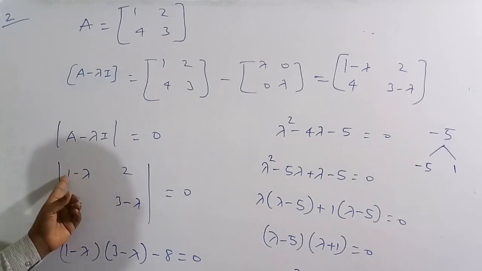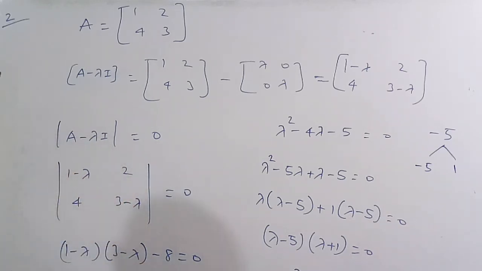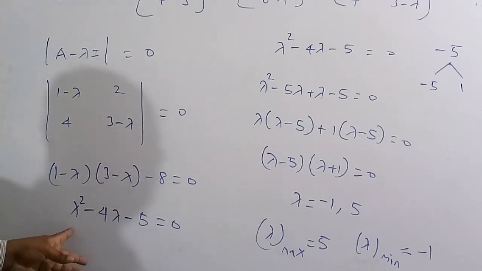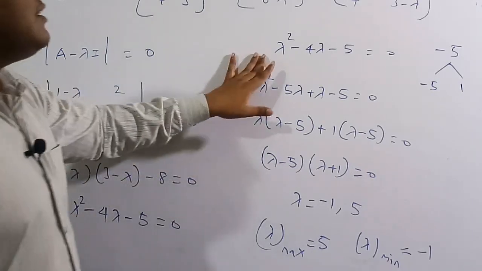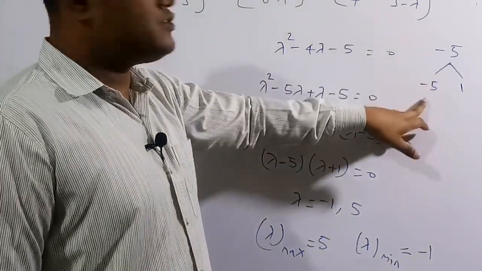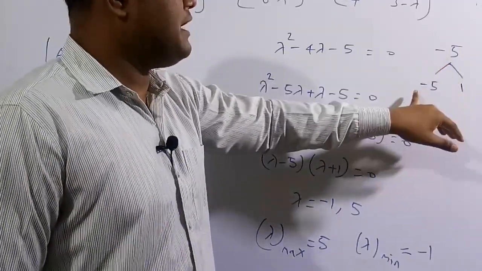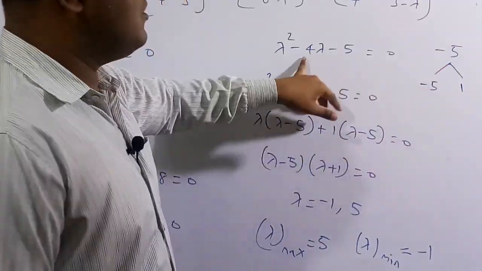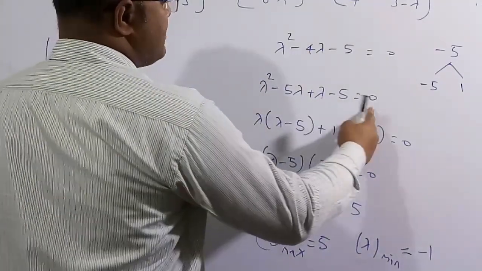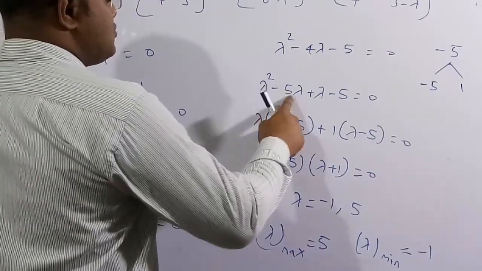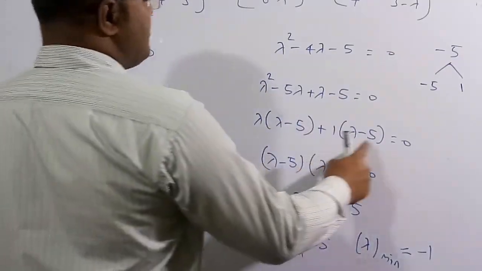Therefore this is (1 minus lambda)(3 minus lambda) minus 4 into 2, that is 8, is equal to 0. After solving this equation we get lambda square minus 4 lambda minus 5 is equal to 0. The same thing I have written here. Minus 5 we can write as minus 5 into 1, so minus 5 into 1 is minus 5, and minus 5 plus 1 is minus 4. So lambda square minus 5 lambda plus lambda minus 5 is equal to 0. Take lambda common in the first two terms, so lambda minus 5, and take 1 common in the last two terms, so 1 into lambda minus 5.